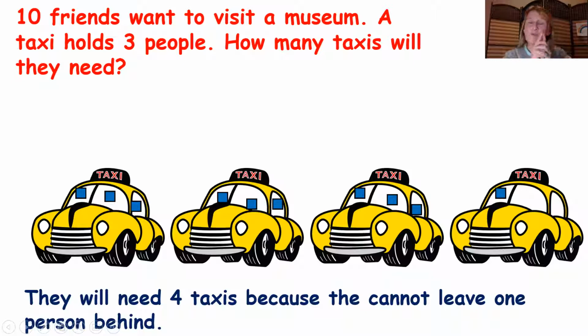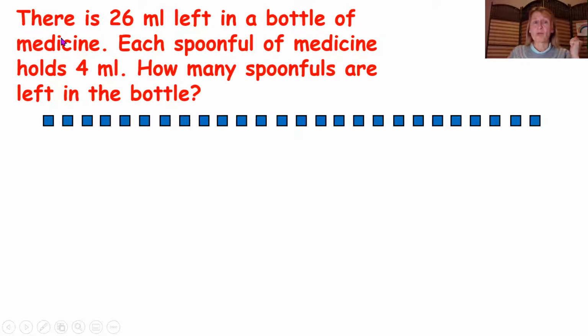And I want a sentence like that for every one of your answers. Whether you've drawn pictures to help you, which is a great idea, whether you've worked it out with numbers into a short division, or however you've worked it out, I want a sentence answer. And it has to have 'because' in it, because I want you to explain your answer. Okay, let's have a look at the next one.